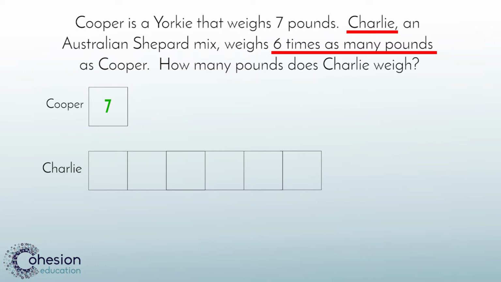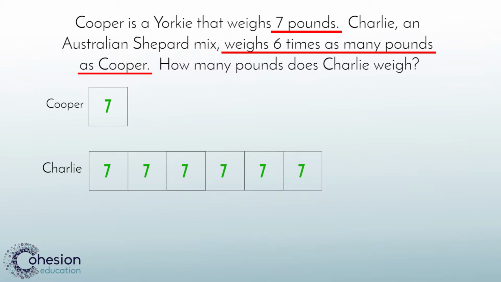Again, notice I am simply using given information to create my model. In each box, I will write the number 7 because the question says Charlie weighs 6 times the amount of Cooper's weight, which is 7 pounds. This bar now reflects 6 times Cooper's weight of 7 pounds.